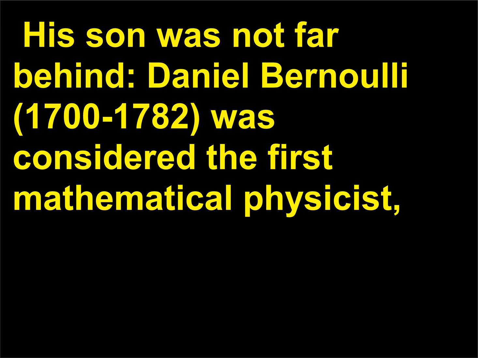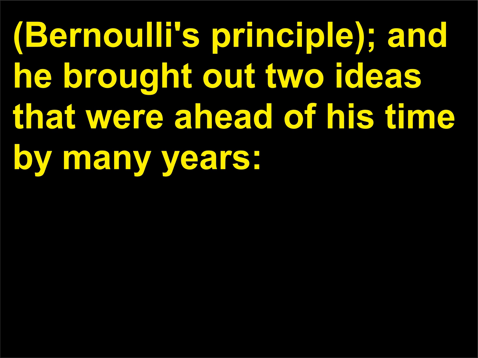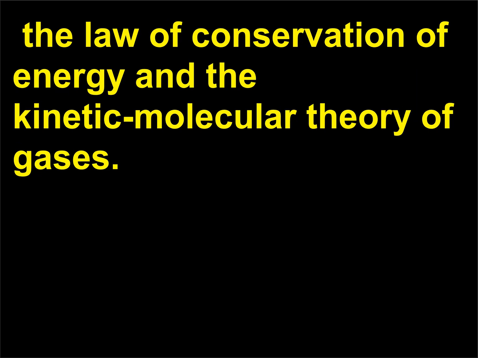His son was not far behind. Daniel Bernoulli, 1700 to 1782, was considered the first mathematical physicist. Publishing Hydrodynamica in 1738, which included his now famous principle named in his honor, Bernoulli's principle, he brought out two ideas that were ahead of his time by many years: the law of conservation of energy and the kinetic molecular theory of gases.